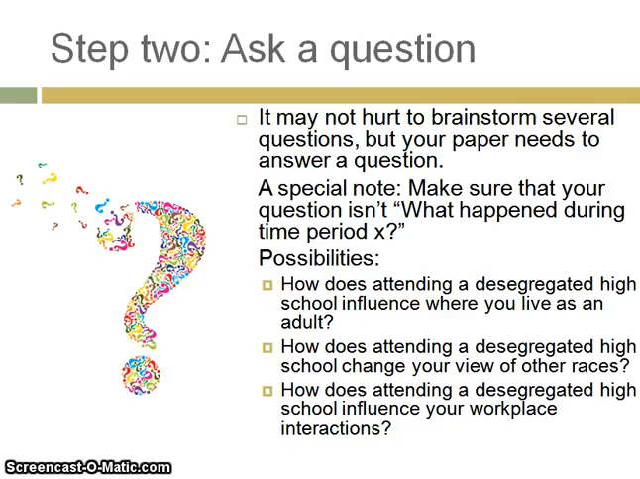So here's some possibilities with my topic. I think about some different outcomes. How does attending a desegregated high school influence where you live as an adult? How does attending a desegregated high school change your view of other races? How does attending a desegregated high school influence your workplace interactions? So now I have a couple possibilities I might want to do for my thesis. I've narrowed it a little more. I've taken it from that broader topic to a direct focus for my paper.